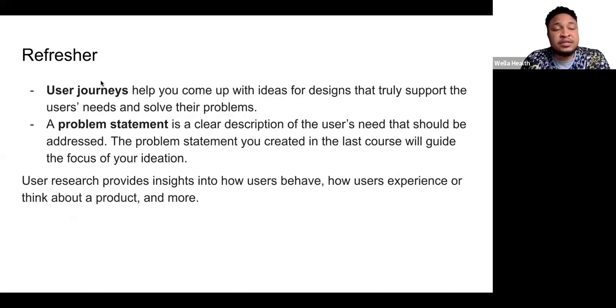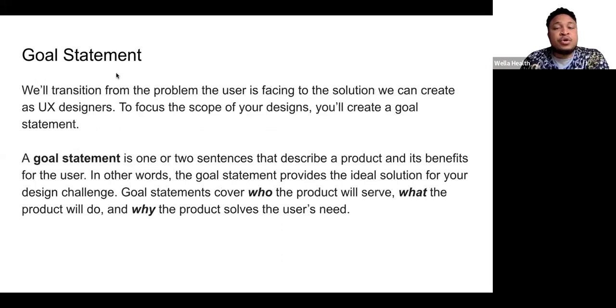And in all of this, we are focused on the problem that the user had, and then we've developed a good problem statement for the user. So now it's time for us to transition from talking about problems and ideas to setting goals, to what we actually want to design for the user. A goal statement is one or two sentences that describe a product and its benefits for the user. In other words, it is basically providing the ideal solution for your design.